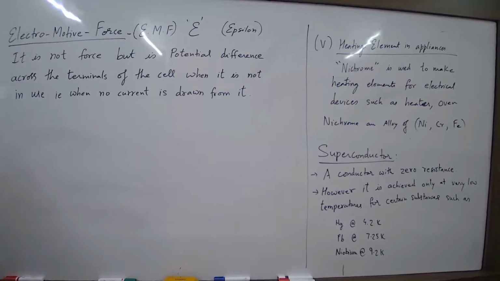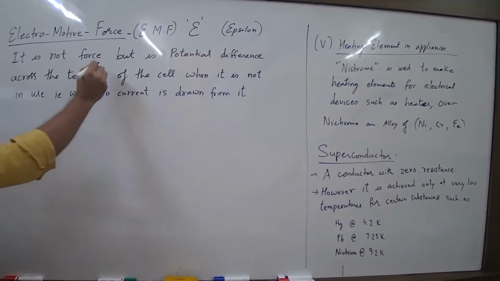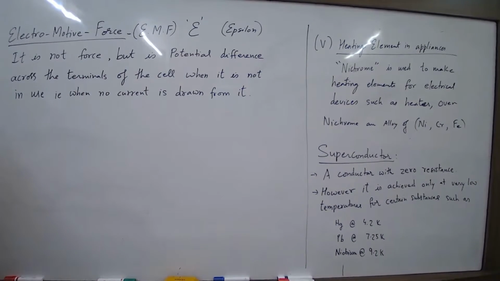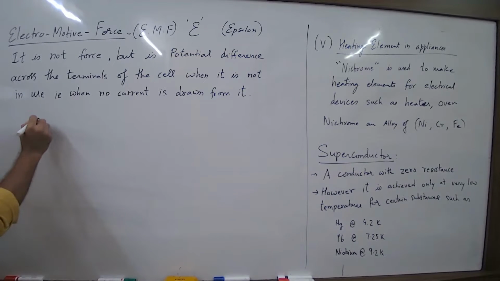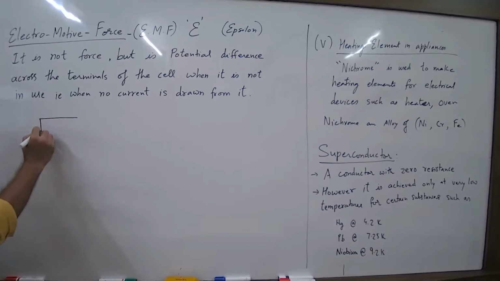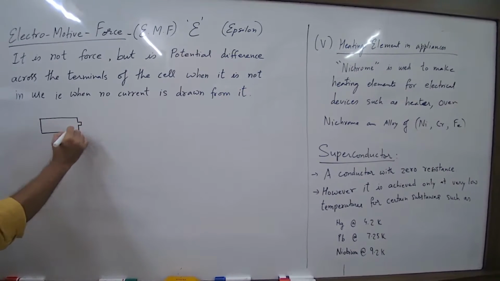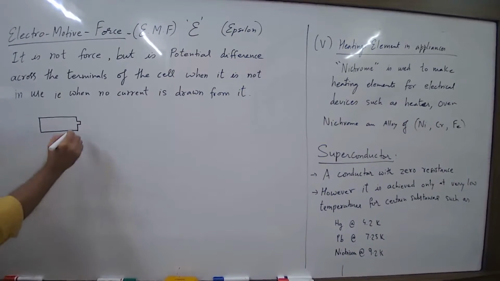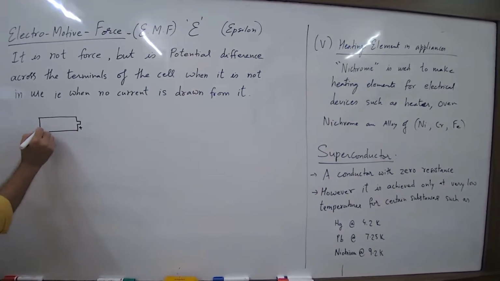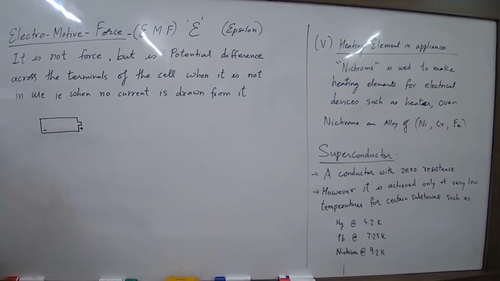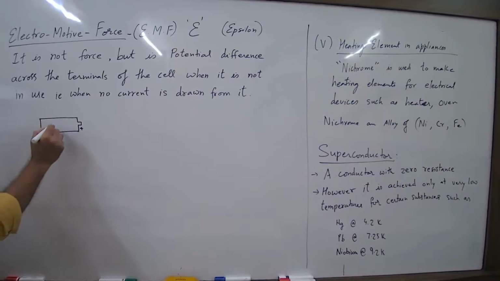Okay, it is not a force, but it is the potential difference across the terminals of the cell when it is not in use. So how does a cell look? When we bring it from the market, the cell looks like this. The upper one is positive, and this side is negative. What is written on the cell? How many volts?